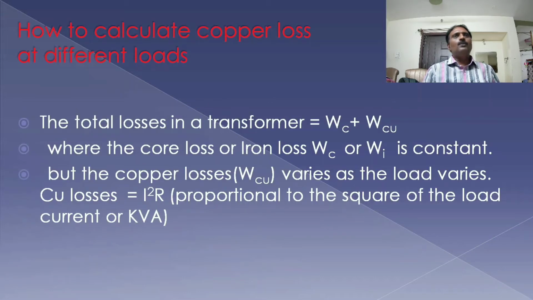Now let us see how to calculate the copper loss for different loads. As we have seen, the total losses in a transformer equal core loss plus copper loss, and the core loss is considered constant. It doesn't depend upon the load current, but the copper loss varies as the load varies. How is it going to vary? It varies as the square of the load current or the kilovolt amperes.